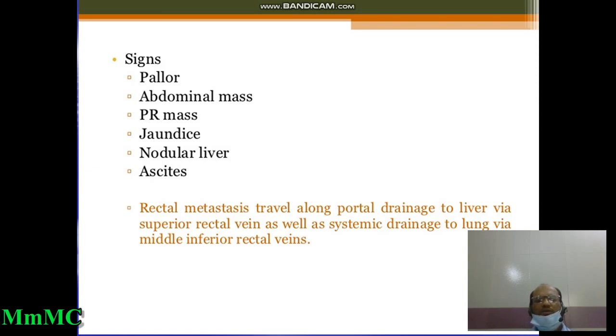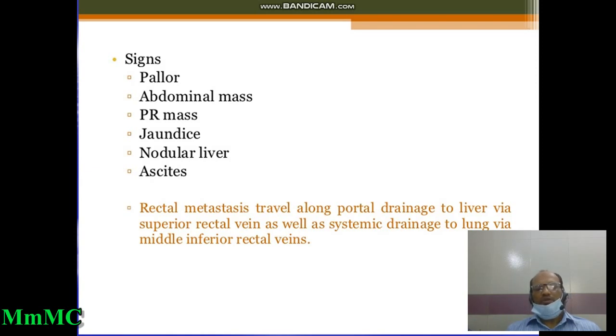পার রেক্টাল ডিজিটাল এক্সামিনেশন যদি আমরা করি তাহলে malignant lesion may be palpable by the per rectal examination, ফিঙ্গার টিপে আমরা টিউমারটা পালপেট করতে পারি। আর যদি টিউমার পালপেট করতে না পারি, if the tumor is present in the upper part of the rectum, then we can see after withdrawal of the finger, the finger stained with blood. That is also important. Rectal metastasis travels along the portal drainage to liver via the superior rectal vein, as well as the systemic drainage to the lung via the middle and inferior rectal vein.